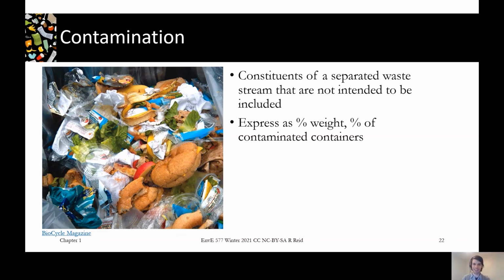So it's really important to reduce contamination in all our source separated streams, and we'll talk about that as we get into each of those topics individually. Contamination will often be expressed as a percent weight or as a percent of contaminated containers. So 10% of containers were contaminated, or the waste was by weight 2% contamination or something like that.